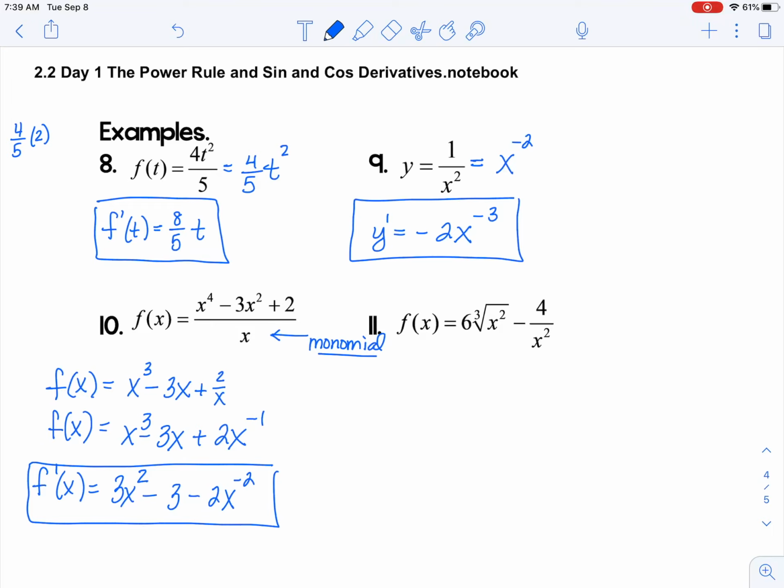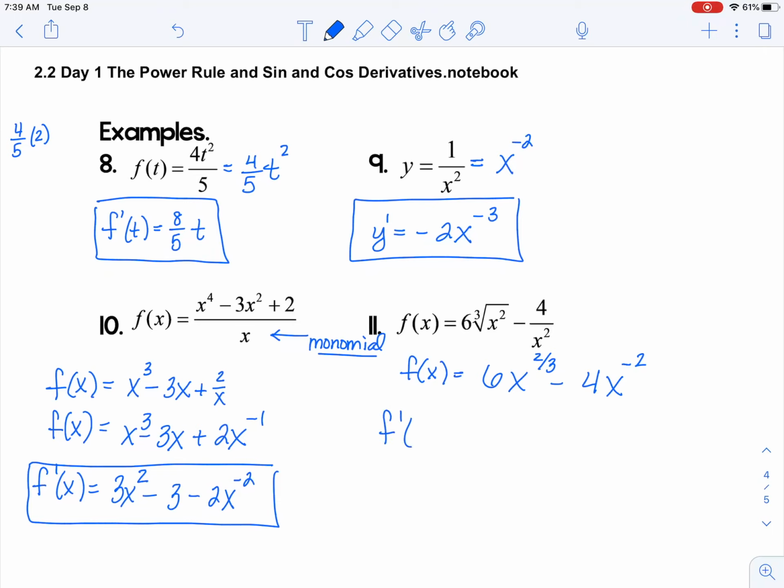And number 11, again, we need to rewrite those as powers. So we're going to rewrite f of x as 6x, and we're squaring and then cube rooting. So that's a fraction exponent. That's to the 2/3 minus 4x to the negative 2.